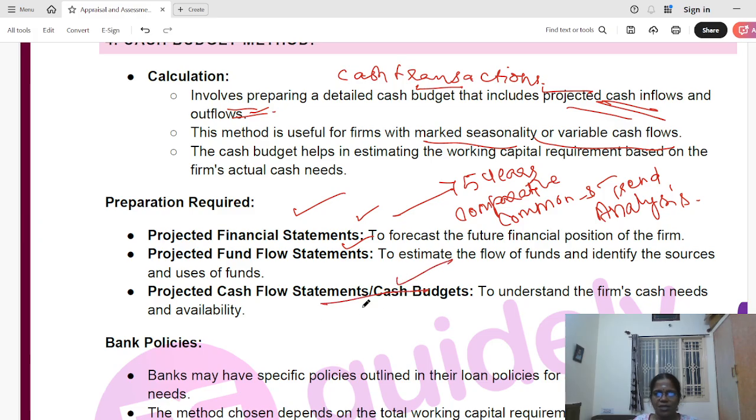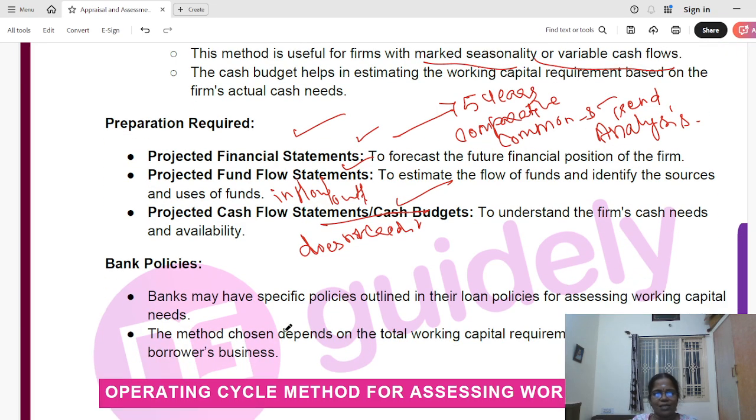and the cash budget. It does not include the credit transactions, only the cash transactions; that is, the inflow of cash as well as the outflow of cash will be taken into account. Okay, then bank policy, that is also one thing. Banks may have specific policies outlined in their loan policies for assessing working capital; they have their own policy.